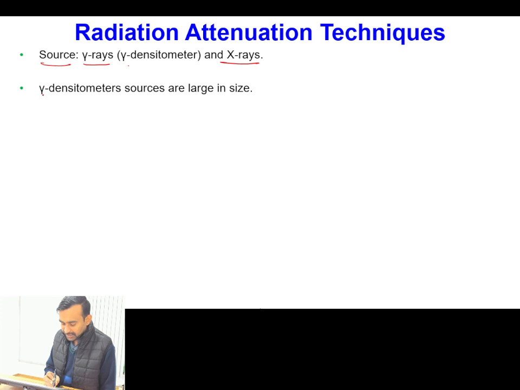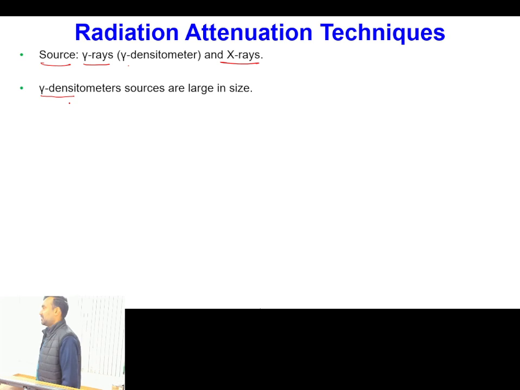And typically, in comparison to X-rays, the source of gamma rays, which is the gamma densitometer, is of large size. Why? Because gamma rays and X-rays are harmful for the body. So whenever we use this type of system, we need not only the source but also some shielding arrangement so that the rays can only pass in a certain direction and do not come from all directions. There should not be any leakage of gamma rays or X-rays, otherwise they will be detrimental to the health of the human handling that device.